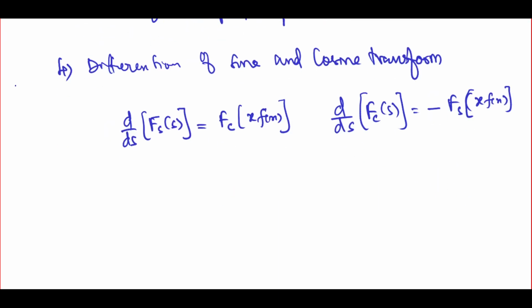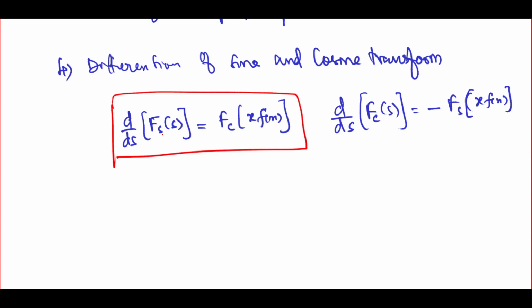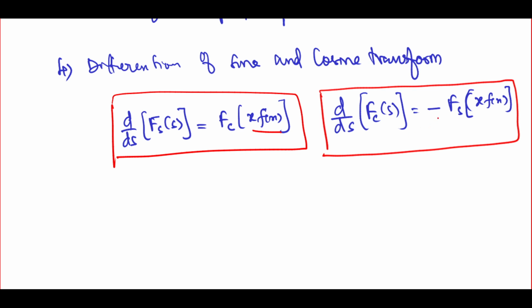So these two are very important properties. The first one is if you differentiate the Fourier sine transform, you're going to get the Fourier cosine transform of x into f of x. The second one is if you differentiate the Fourier cosine transform, you're going to get minus Fourier sine transform of x into f of x. So these two are very important. Of course, the proof is there in any standard textbook, so please go through it. As I said, I'm going to solve only the problems.